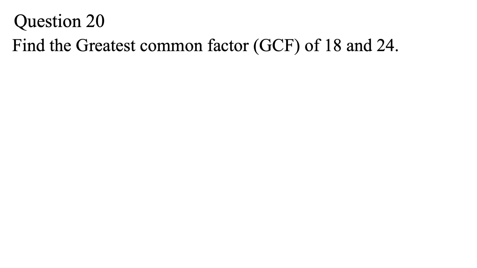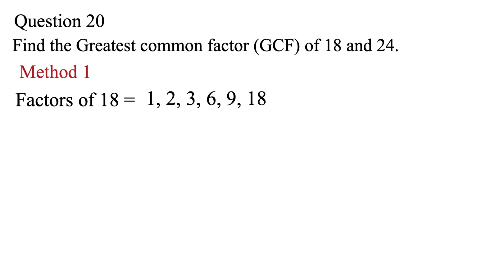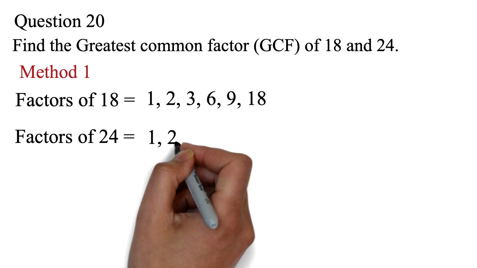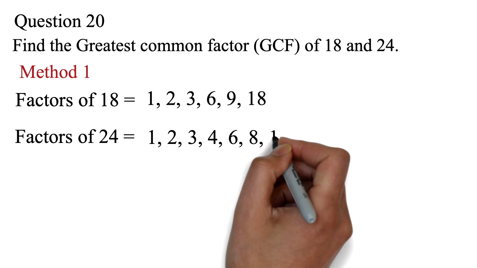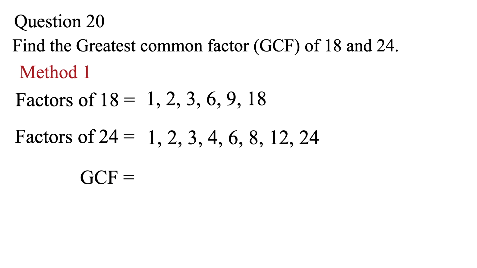Question 20. Find the greatest common factor, GCF, of 18 and 24. Greatest common factor is the same as highest common factor. We are going to use 3 methods. Method 1. We can find the factors of 18. That will be 1, 2, 3, 6, 9, and 18. These are all the numbers that can divide 18 without a remainder. Then we will find the factors of 24. That will be 1, 2, 3, 4, 6, 8, 12, 24. The greatest common factor will be the largest number that is common to both 18 and 24. This will be 6.